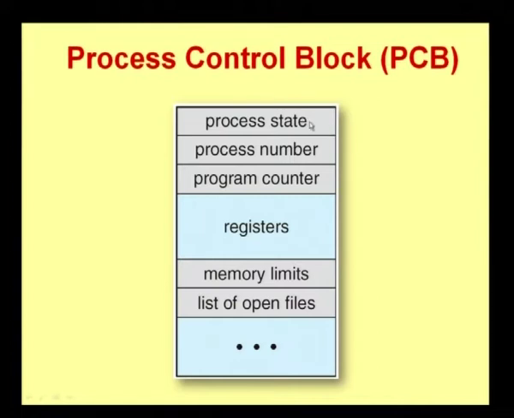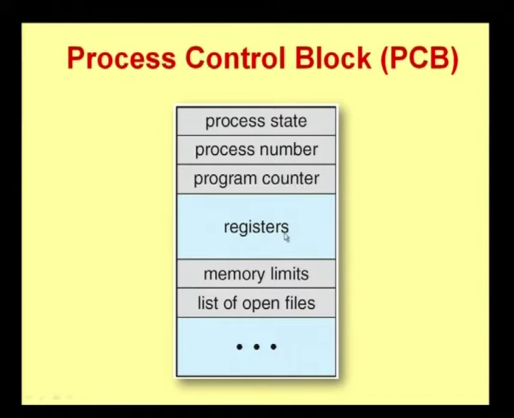Each and every process has a unique process number. That process number will be stored over here. Then you have a program counter. A program counter is one wherein each and every set of execution will have a counter value. So how many times the iteration has taken place will be stored in this program counter.